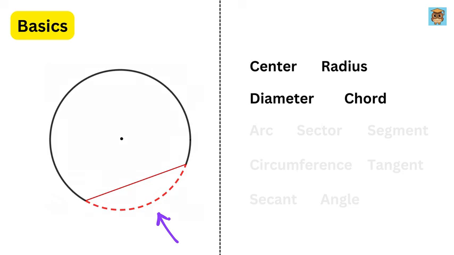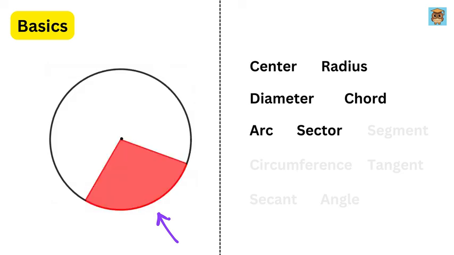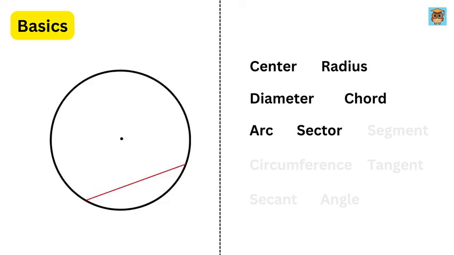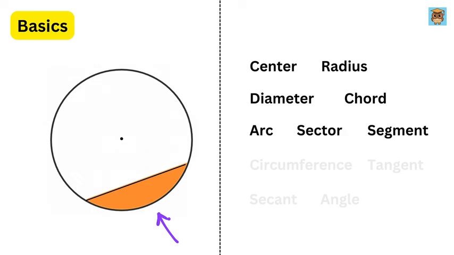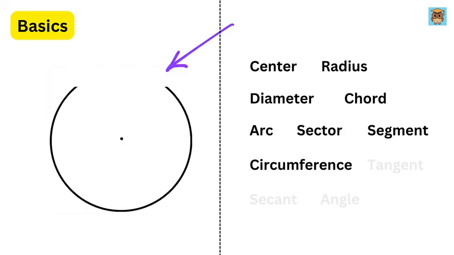A curved part of the circle between 2 points is known as an arc, while a sector is the region or an area between 2 radii and an arc. If a chord divides the circle into 2 regions, each region is called a segment. Now, the circumference of a circle is the total length of its boundary, or perimeter of a circle.